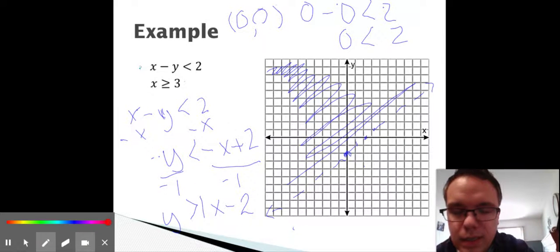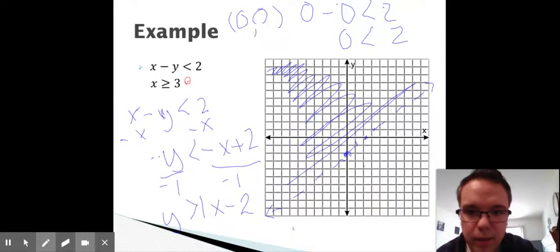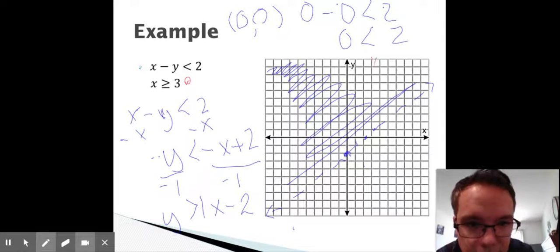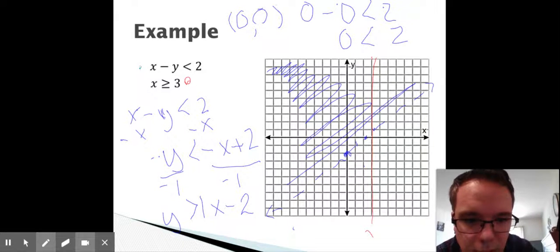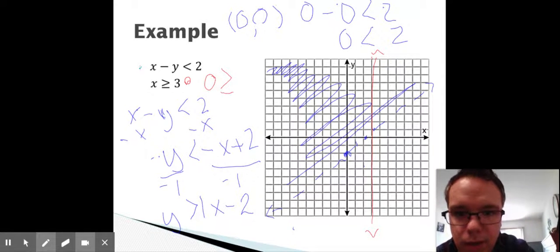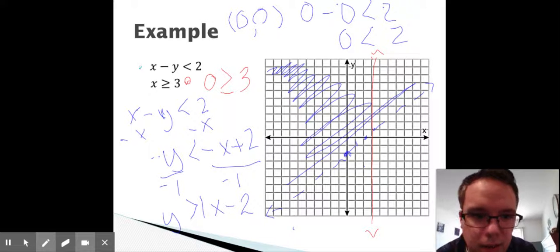My second line is a vertical line. That vertical line is x equals 3, and it's going to be solid because it is or equal to. So I have that line. And if I test the point 0, 0, I will get 0 is greater than or equal to 3, which it is not. So I'm going to shade away from 0.